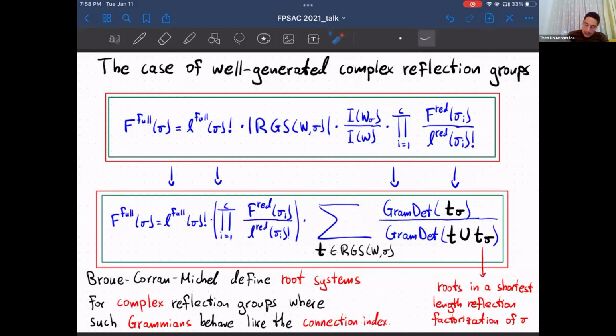This is remarkable. And it's even more remarkable because it's not an accident. These things have appeared before. Broué and Michel managed to define good analogs of root systems for complex reflection groups. And in those analogs, exactly these Gramian determinants play the role of the connection index. It wasn't a complex number, but it was the ideal that was generated by this Gramian determinant in an extension of the rationals, but it was meaningful. And so the same kind of numerical quantity magically counts factorizations here.